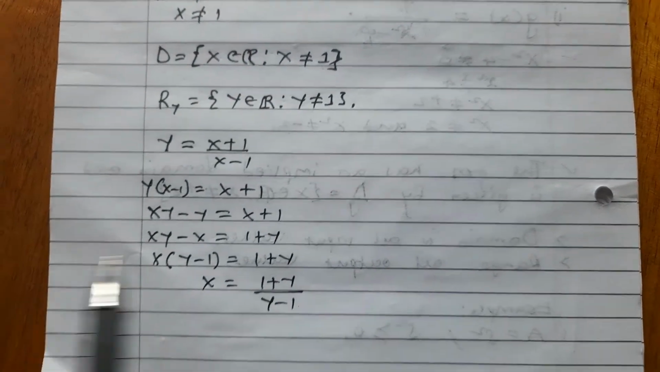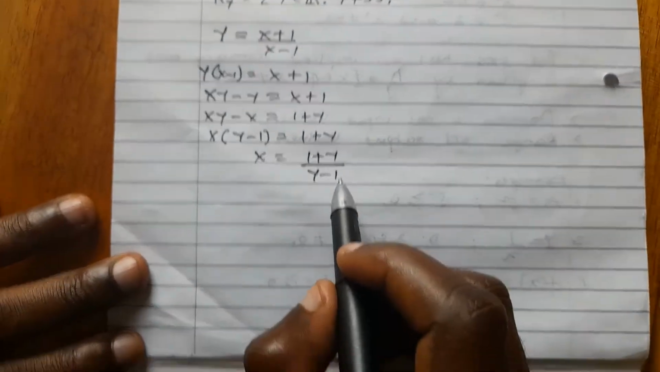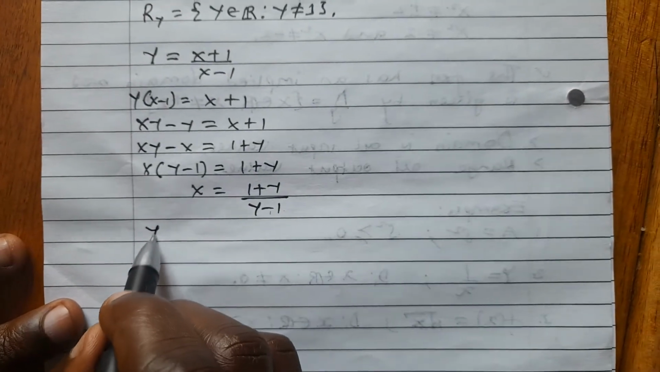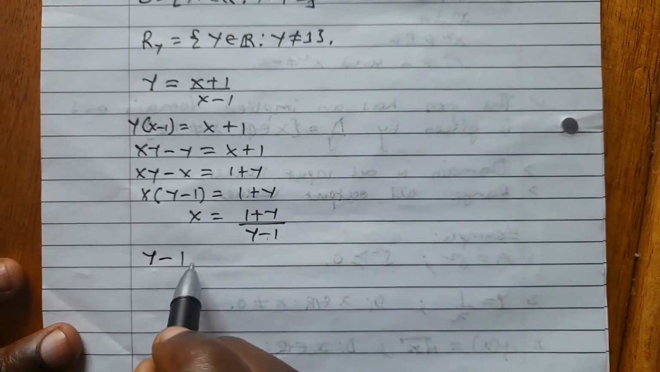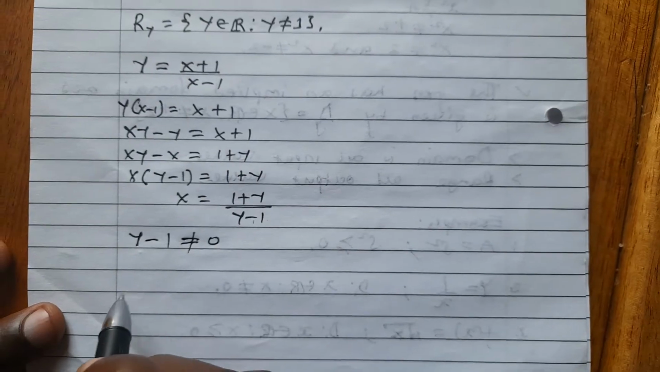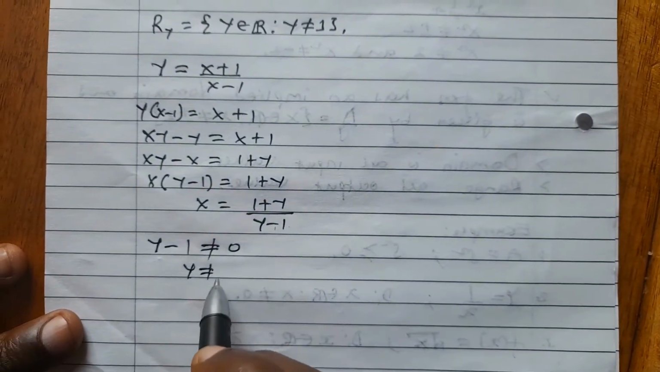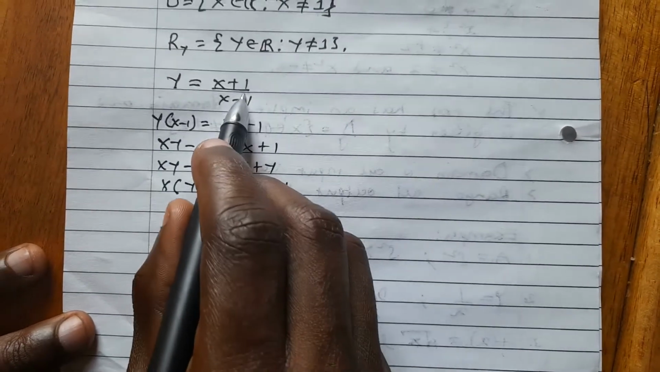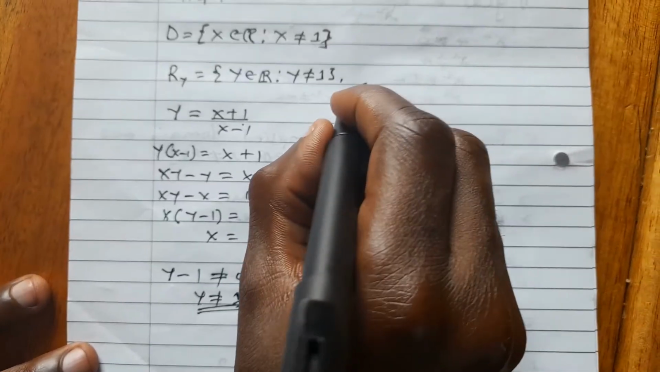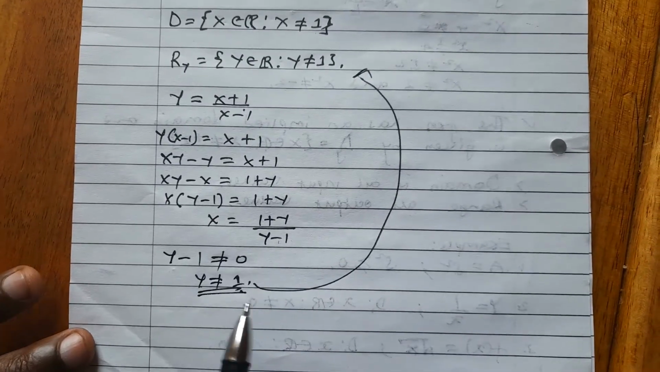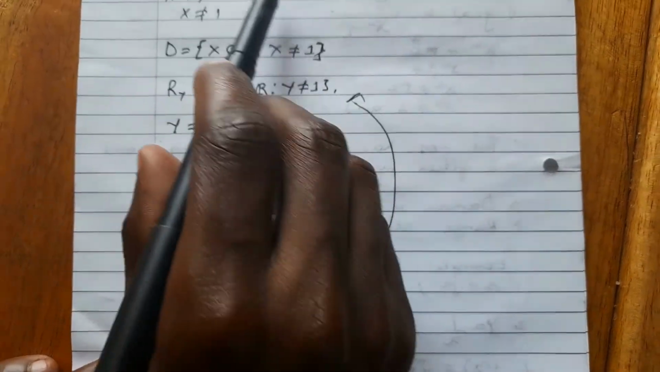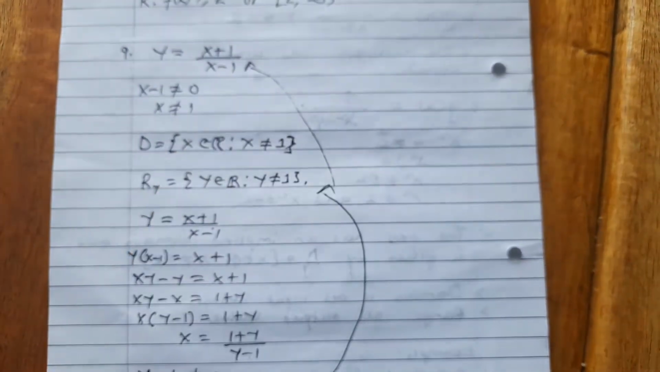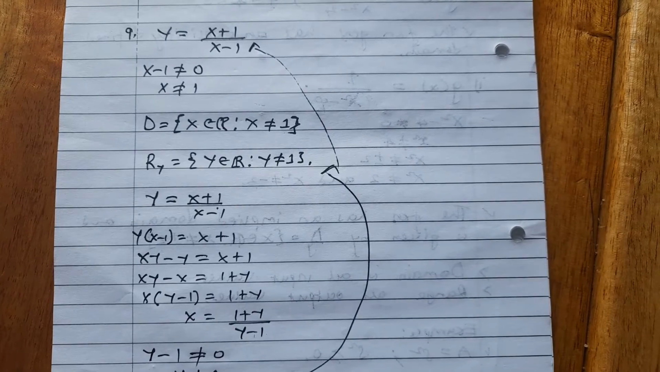So what is the range of this function? We all know that for this function to be defined, y minus 1 must not be equal to 0. So this means that y should not be equal to 1. This is the domain of this function, which is the range of the original function. The domain of this function is the range of the original function. So that is how we can get it.